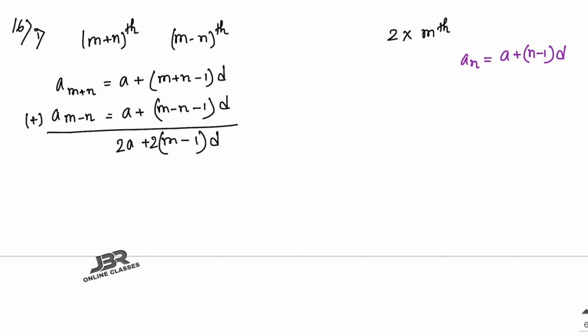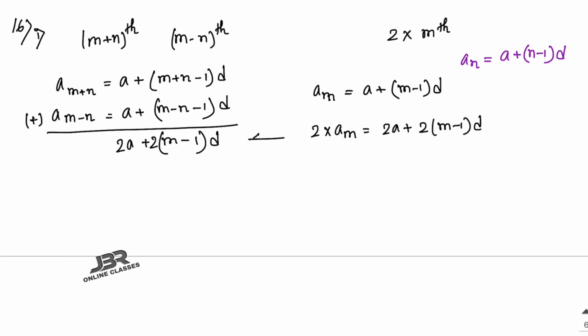Now here mth term, that means am equals a plus m minus 1 into d. Now twice of this one, so 2 into mth term equals 2a plus 2 into m minus 1 into d, which is exactly equal to this one. So that means it's proved. Now next, sum number 16.2.